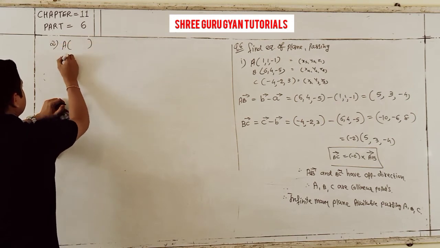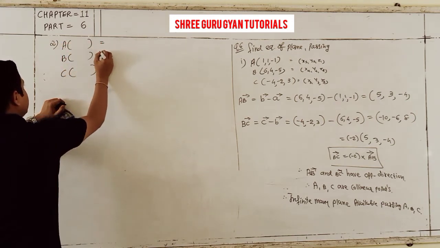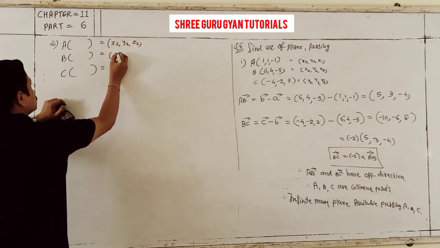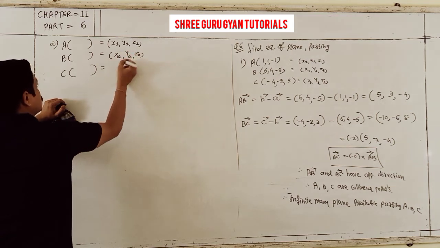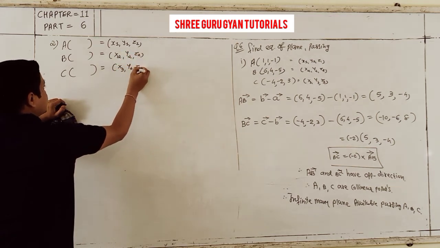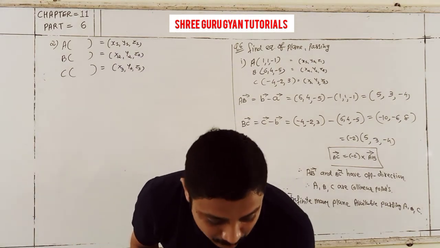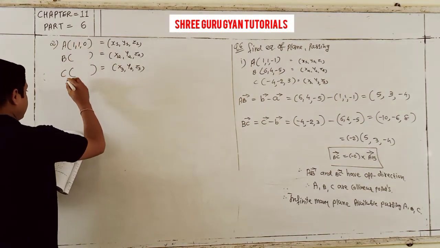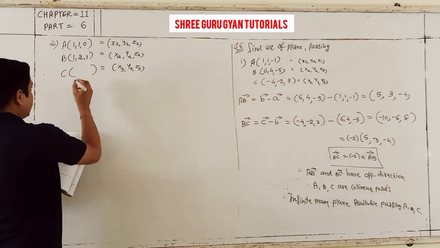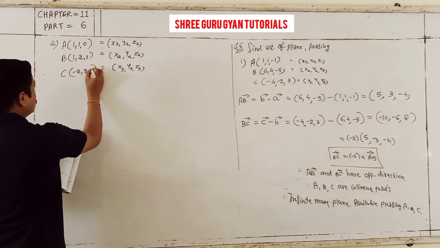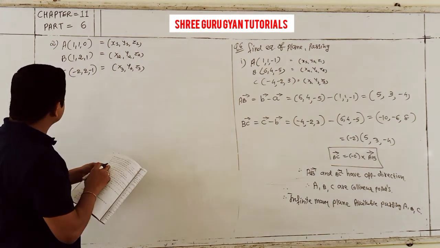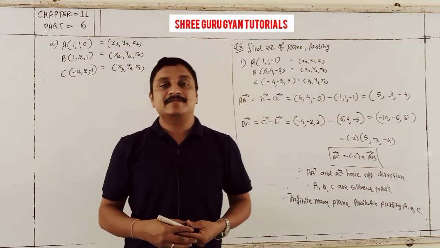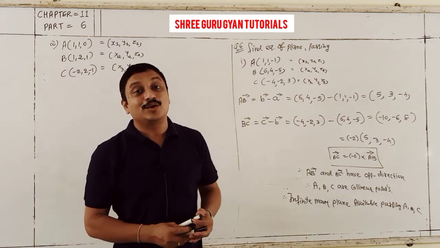Point A, B and C, you will take (x1, y1, z1), (x2, y2, z2), and (x3, y3, z3). The first point is (1, 1, 0), second (1, 2, 1), and third (-2, 2, -1). Again check: (1, 1, 0), (1, 2, 1), and (-2, 2, -1). Here also, students, I will first check whether it is collinear or non-collinear.